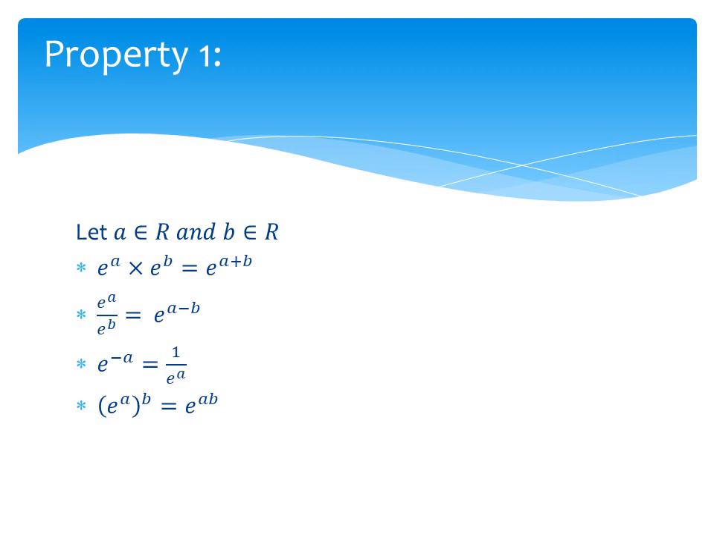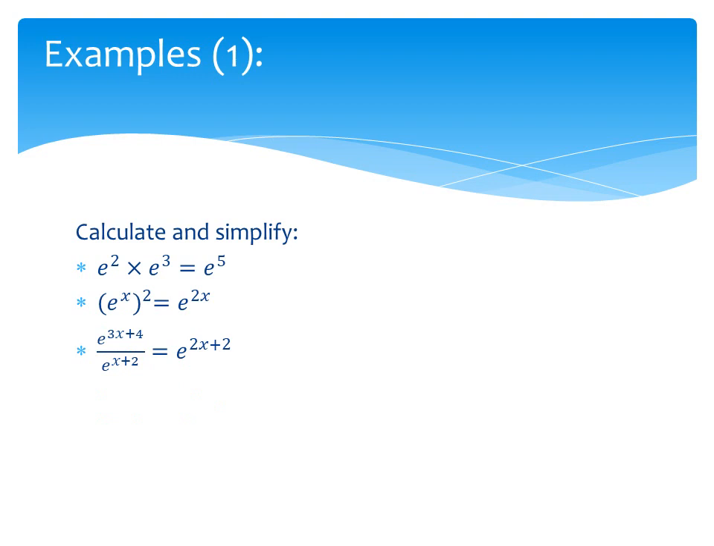e power a over e power b, division, the same base, e power a minus b. We have the same base, we subtract the powers. Pay attention, if we have e to the power negative a, it is the reciprocal of e to the power a. e to the power a, to the power b: if we have a power of a power, we have to multiply the powers to base e. Here are some examples. You are applying the properties that we have discussed before.